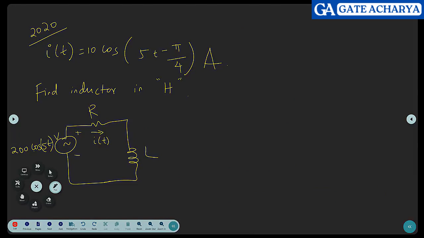See, R plus j omega L is a complex number. What is the magnitude of it? Square root of R square plus omega L whole square. And what is the phase of it? Tan inverse of? Go ahead. That's all.